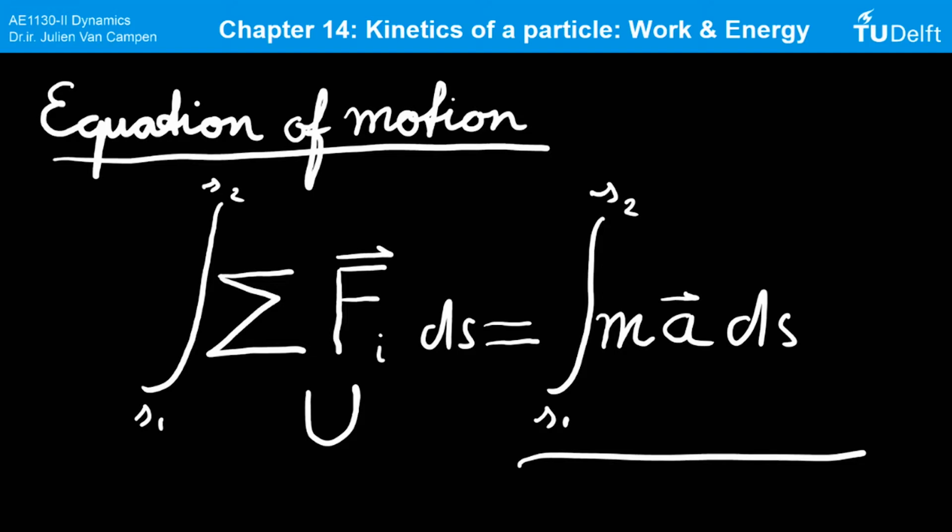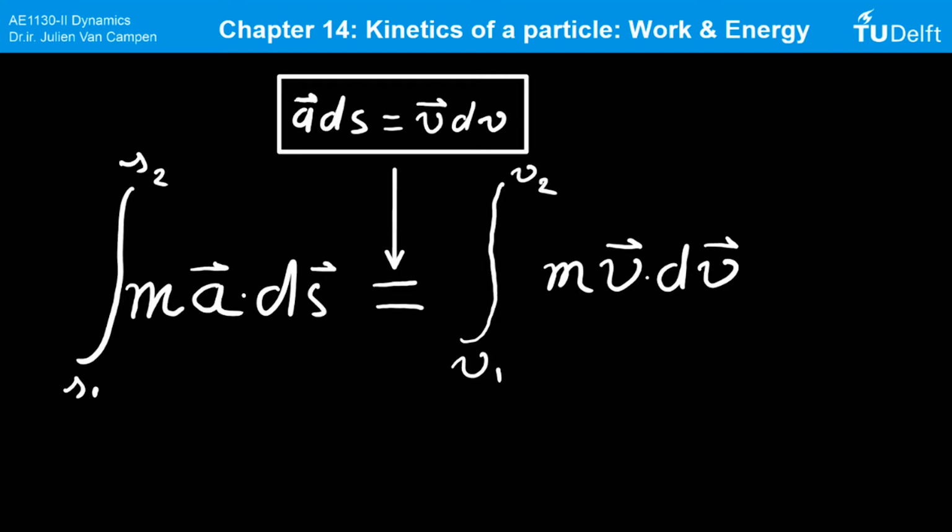Now let's go back to the equation of motion. So far we have focused on what happens to the left-hand side after integration. Now I would like to focus on the right-hand side. From chapter 12 we know that a ds equals v dv. By substituting this in the right-hand side of the equation, we can rewrite the integral in the following form: the integration from V1 to V2 of mv dv.